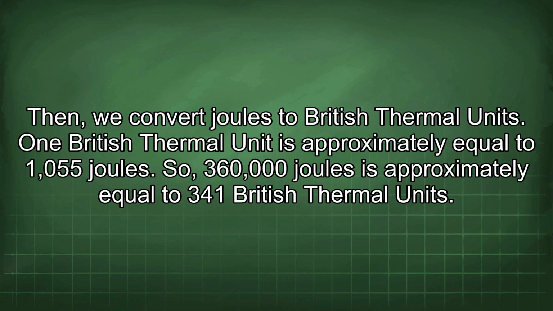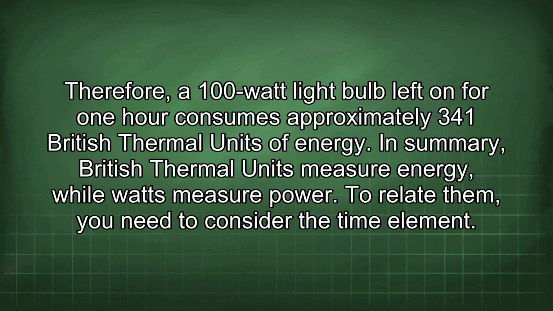Then, we convert joules to British thermal units. 1 British thermal unit is approximately equal to 1055 joules. So, 360,000 joules is approximately equal to 341 British thermal units. Therefore, a 100-watt light bulb left on for 1 hour consumes approximately 341 British thermal units of energy.